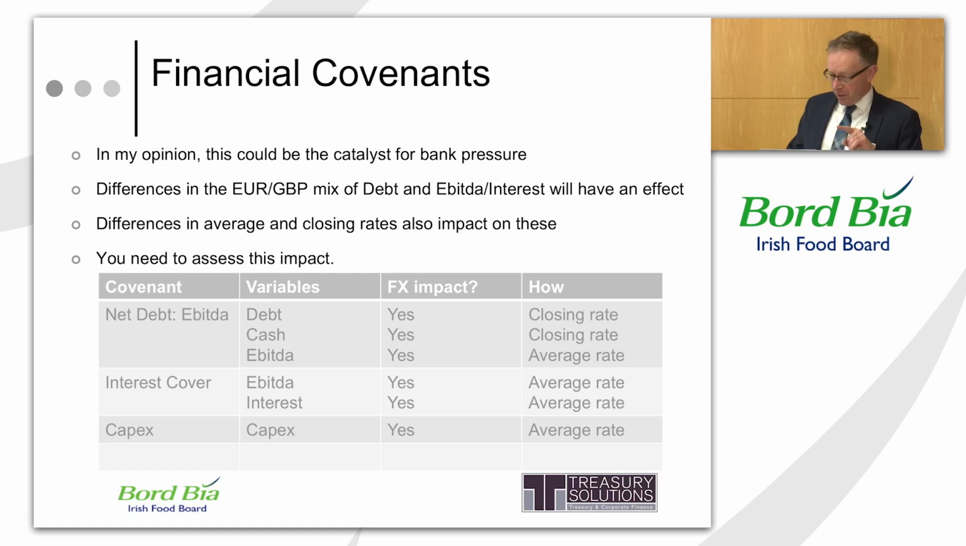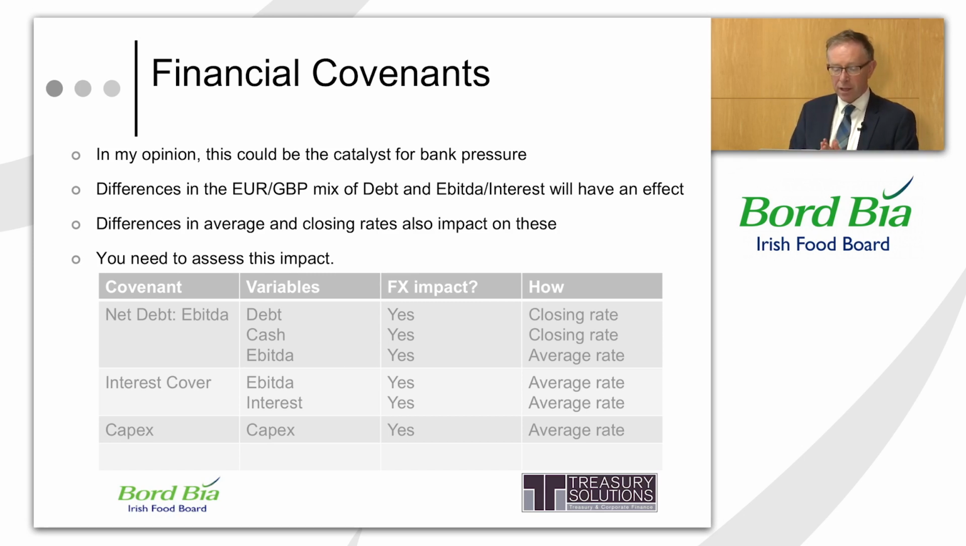So a difference in the euro-sterling mix, for example, of your debt, of your EBITDA, which is your earnings before interest, tax, depreciation and amortization. What that is basically is your cash profits before interest and tax, and your interest. If you have a difference in the mix, it could have an effect. Because the first thing you've got to remember, these are accounting concepts. And if we look at the box underneath here, all of these potentially are impacted by foreign exchange, all these different variables.